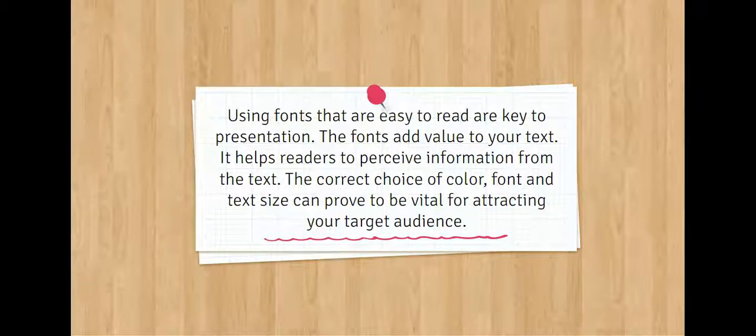When you think about who you are going to be presenting to, you have to think about what kind of fonts and what kind of colors you're going to be using. It's not the same presentation for your classmates as for a business.